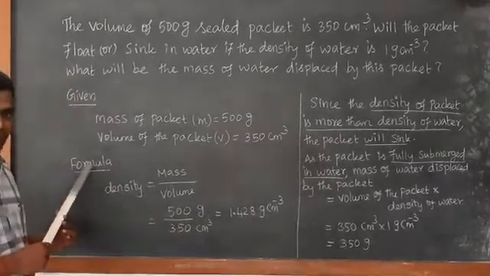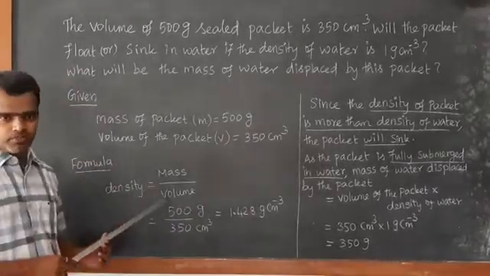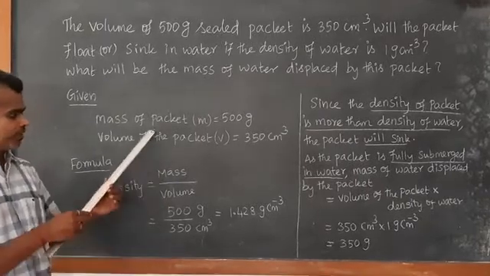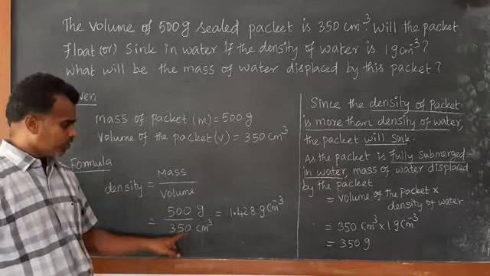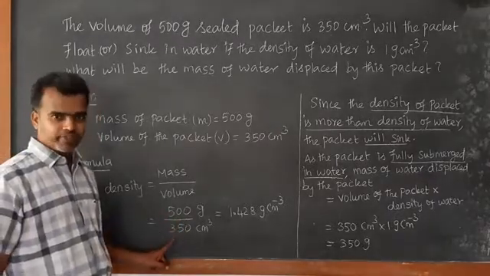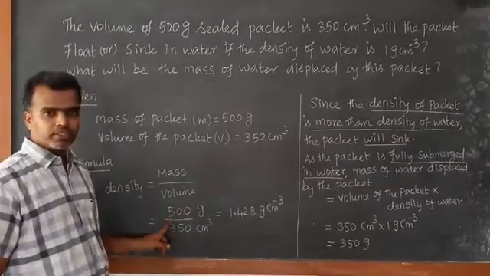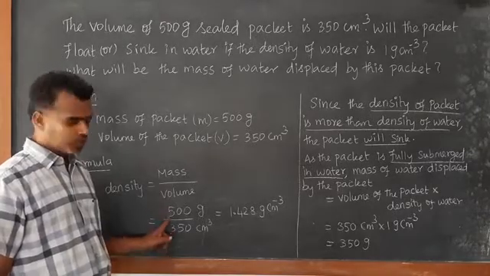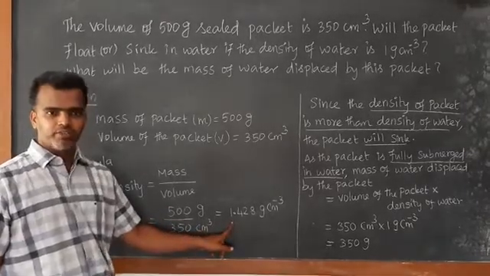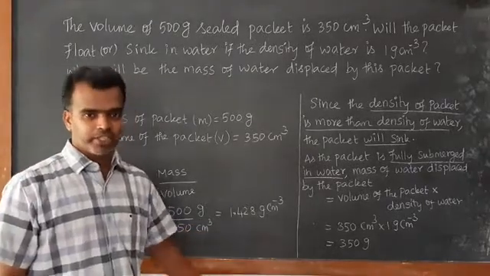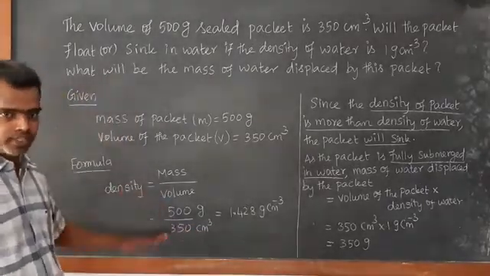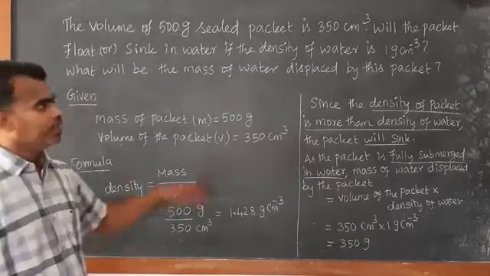The formula is density equals mass by volume. Mass of the packet is 500 gram, volume of the packet is 350. So 0 will be cancelled, 50 by 35, which means 10 divided by 7. So 10 divided by 7 gives 1.428 gram per centimeter cube. That is the density of that particular packet.